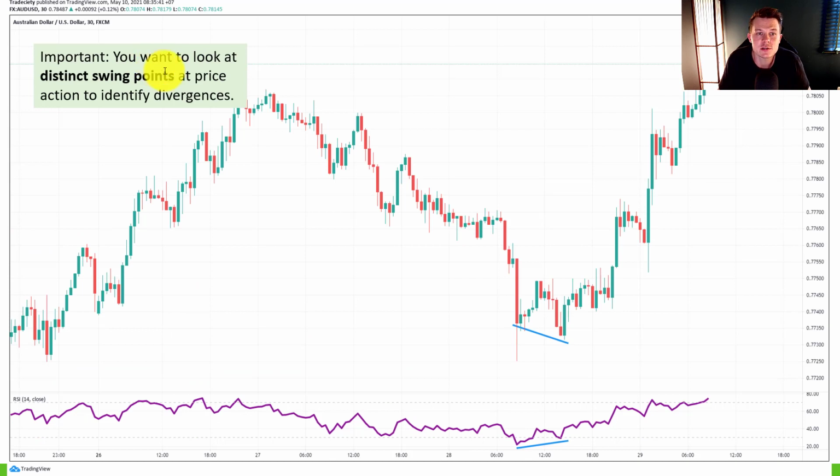Another very important concept that arises when we come to drawing divergences is that we want to look at distinct swing points. And this will help you have a little bit more of an objective divergence drawing approach. So we want to look at really where the market is making swing low and swing low. Here it would be very hard to find out where the swing low actually is, because the market just basically grinded higher. Here's a nice swing low, here's a nice swing low. However, the market made lower lows, price as well, so all good.